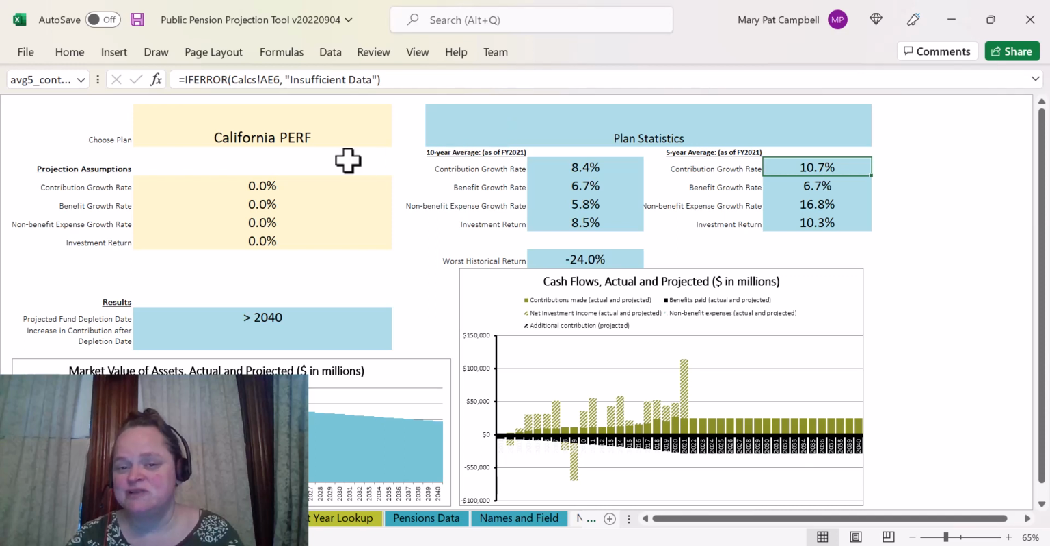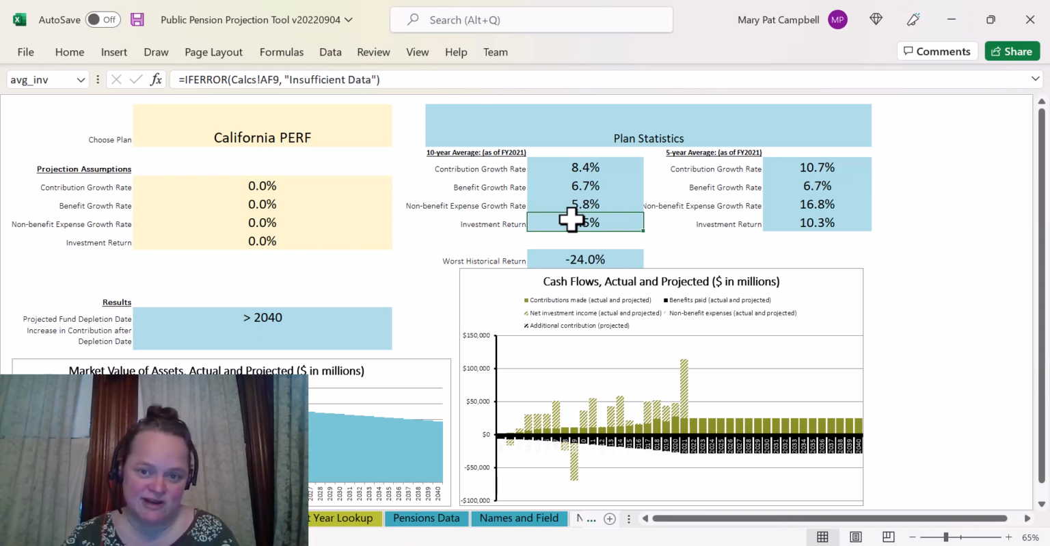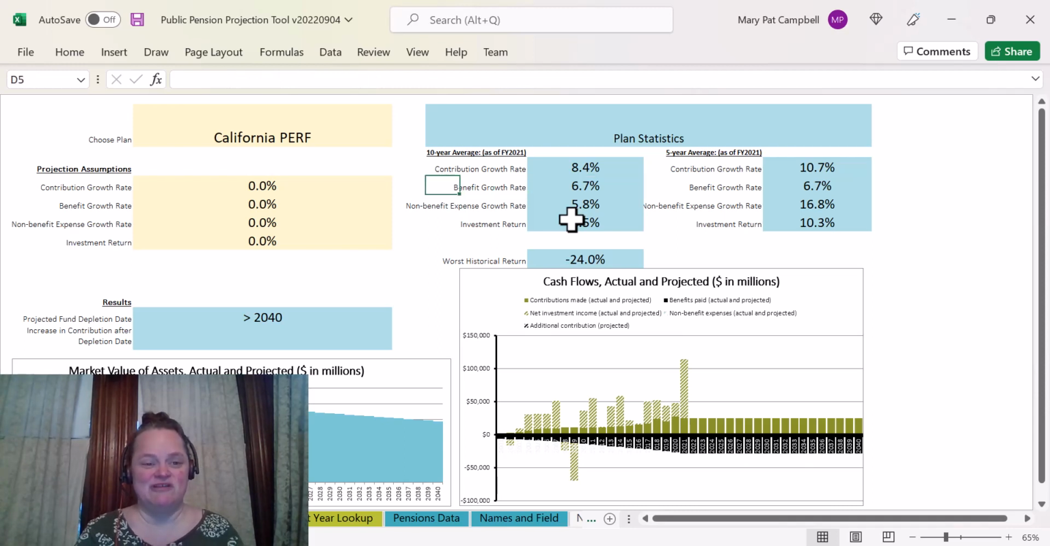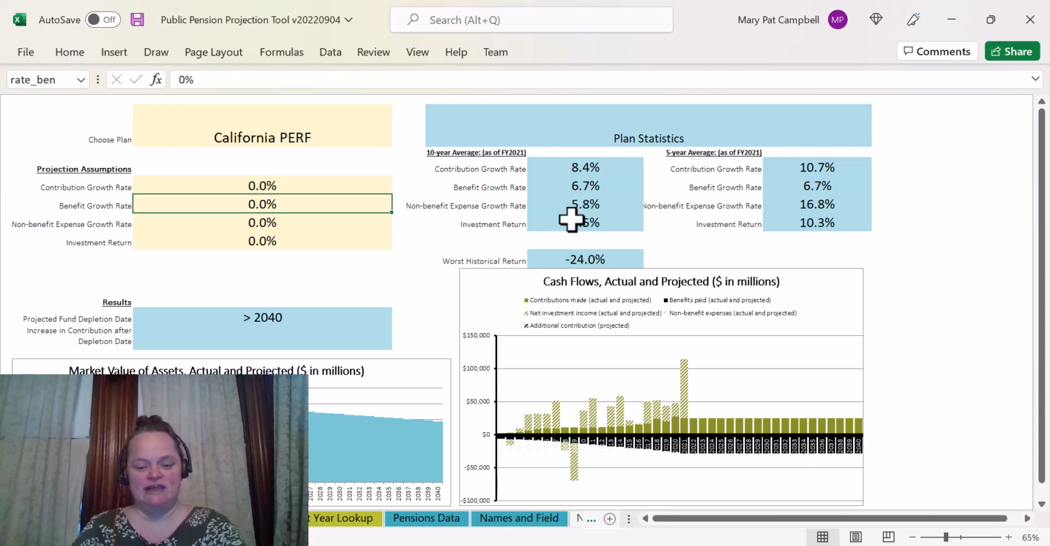For the investment return for most of these plans, if it's fiscal year 2021, they'll actually look pretty good because fiscal year 2021 was such an up year, it will affect the 10-year and the 5-year statistics, just an FYI. But you'll also see we have a contribution growth rate, that's actually pretty high, and a benefit growth rate. Notice that the benefit growth rate for California PERF is 6.7%. So that's pretty steady. So let's start putting in inputs.